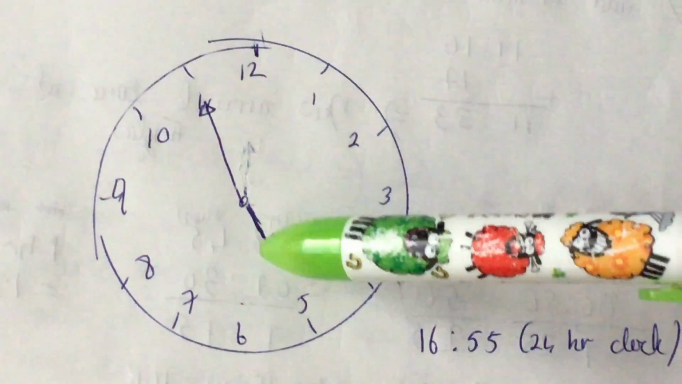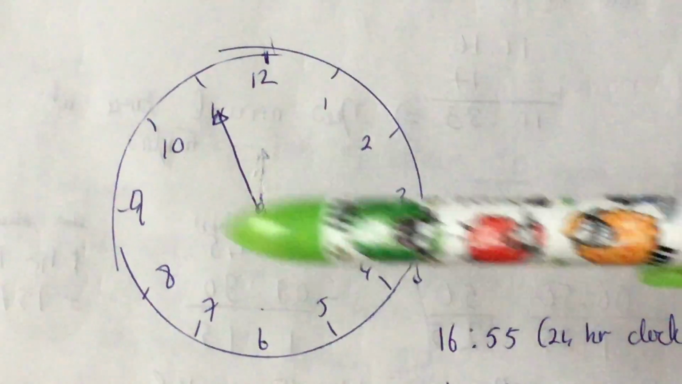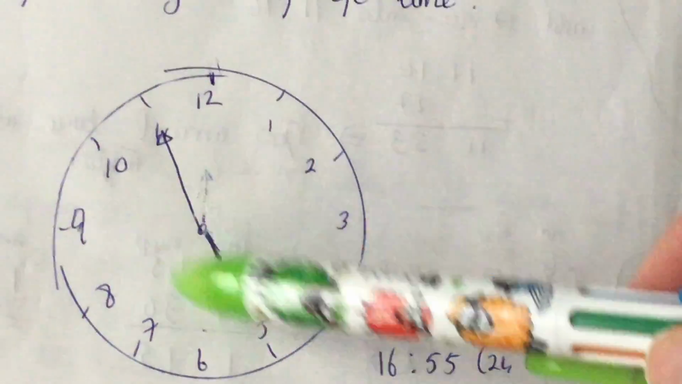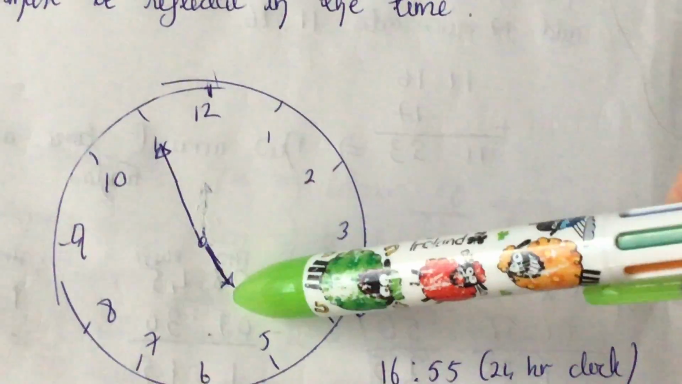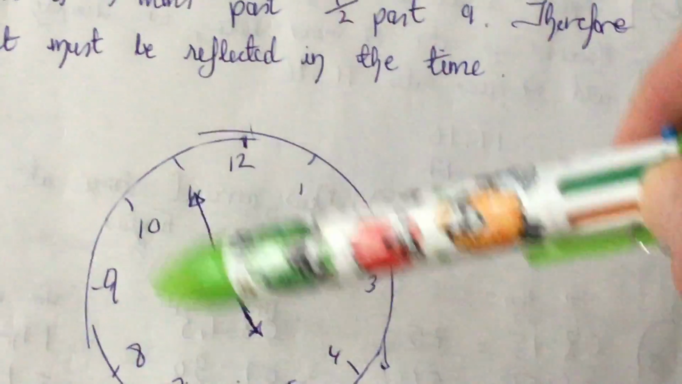So notice I'm nearly exactly on 5. Why? Because it's only 5 minutes to get to 5. So again, the time must be reflected not only in the large hand, the longer hand, but also in the shorter hand. It must reflect the time that the long hand is reading.